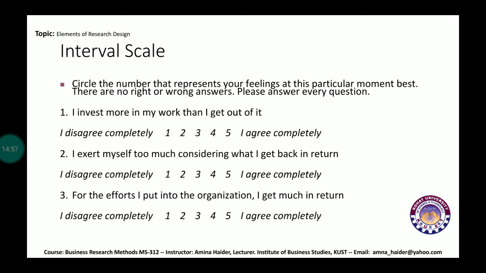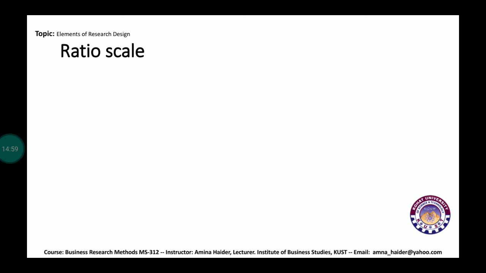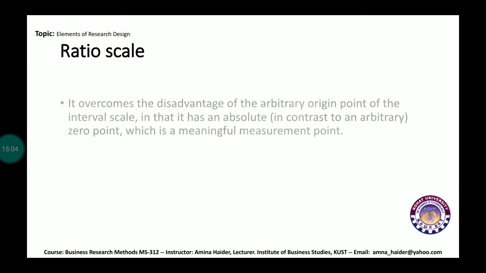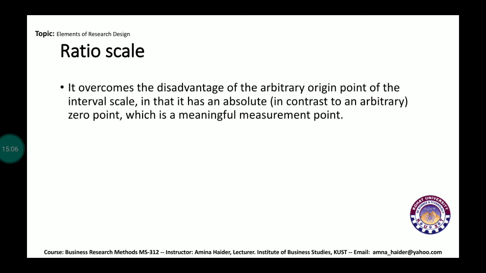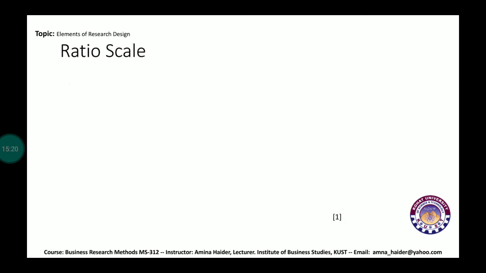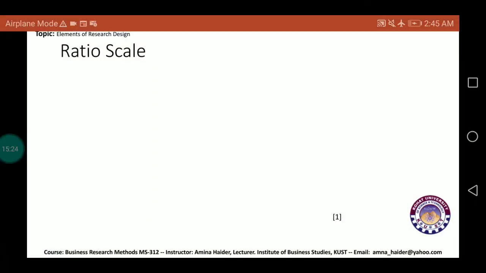Ratio scale. It overcomes the disadvantage of the arbitrary origin point of the interval scale in that it has an absolute 0 point, which is a meaningful measurement point. What is your age? Ratio scales get their names from the fact that ratios can be calculated using ratio data.